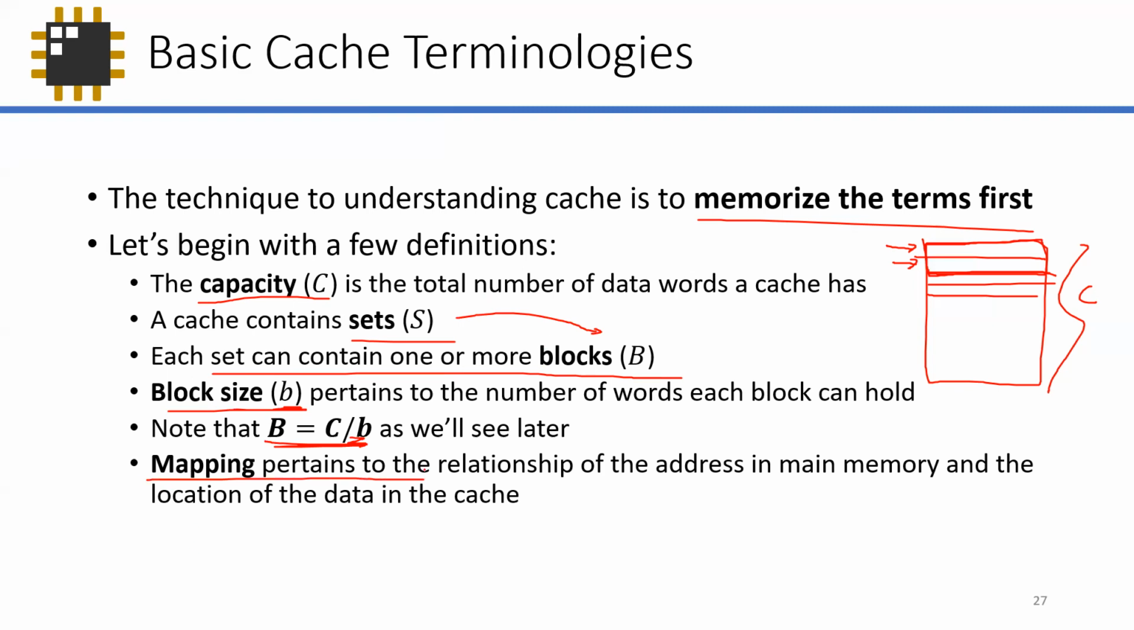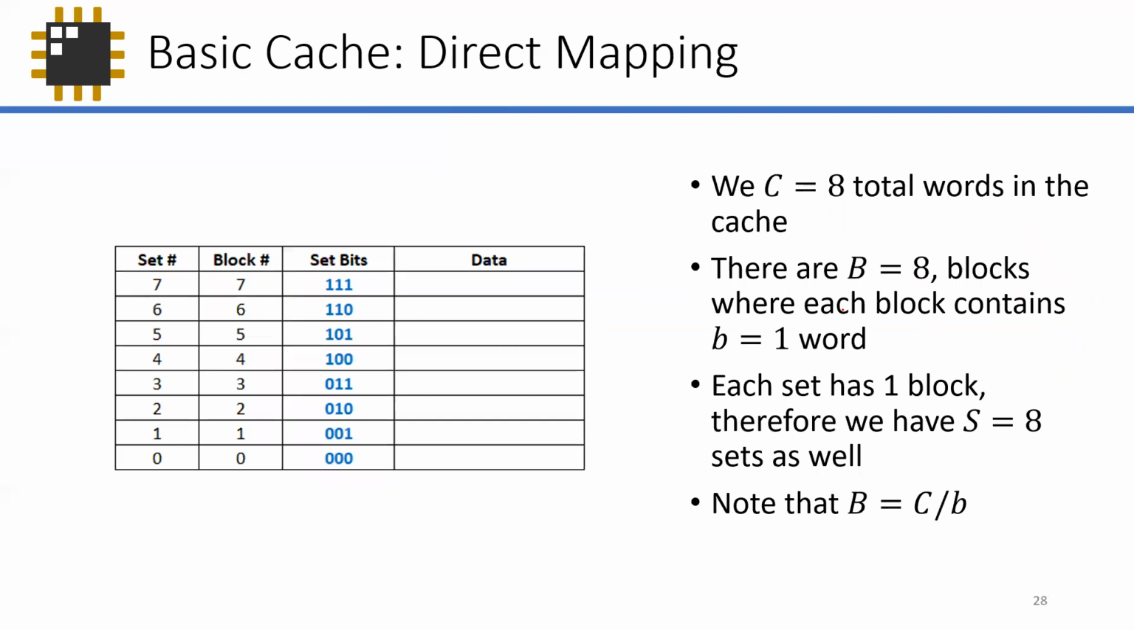Now, mapping is a term that we use to determine, from the main memory into the cache, there's a certain translation from the main memory address to the cache. So that's what you call a mapping. Okay? So, one basic cache.